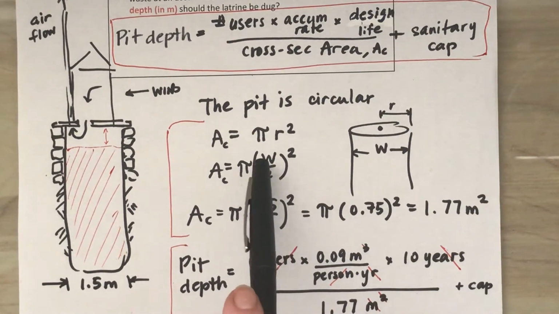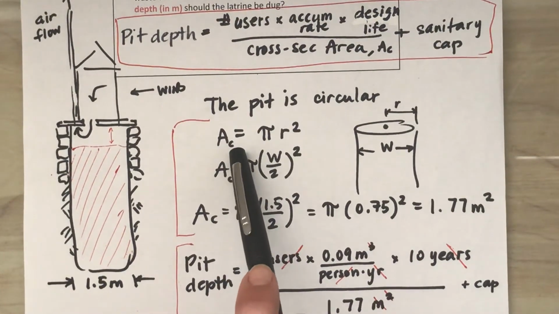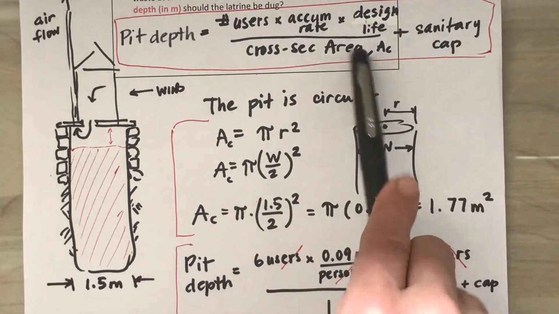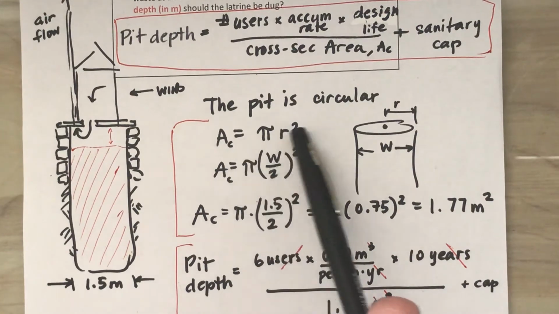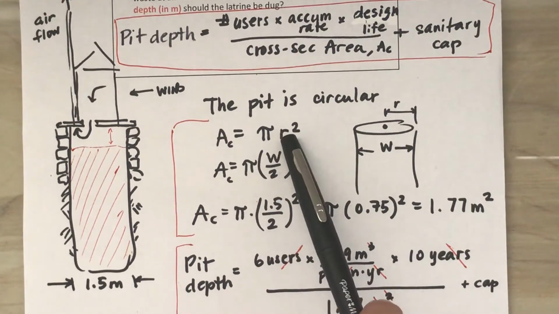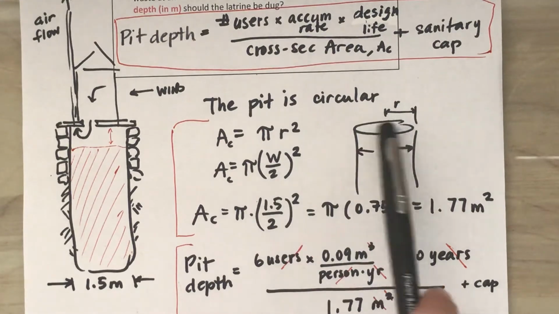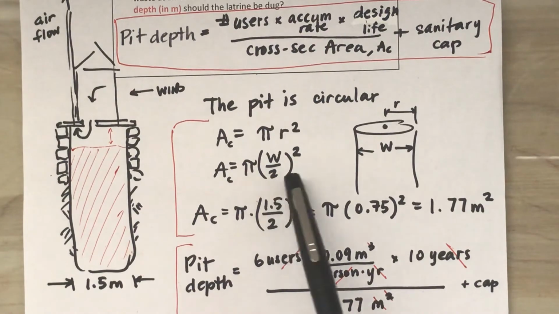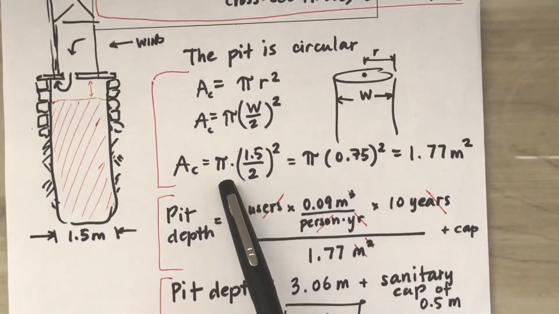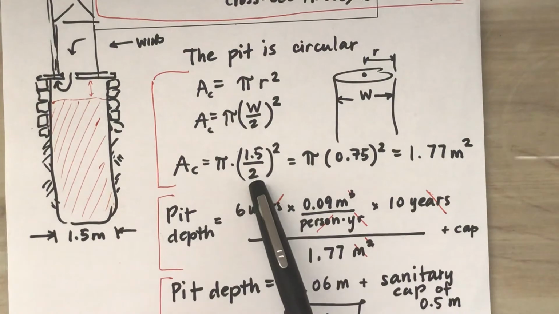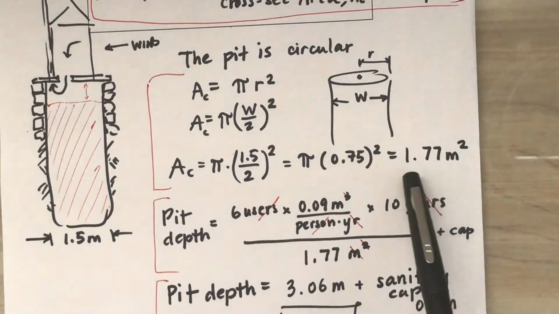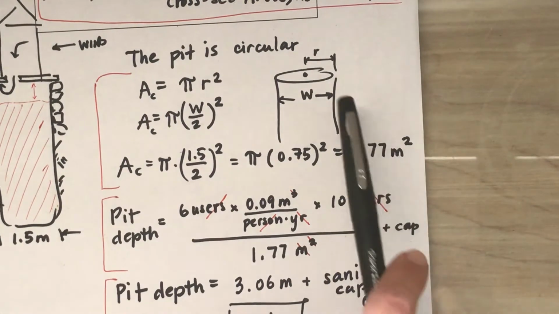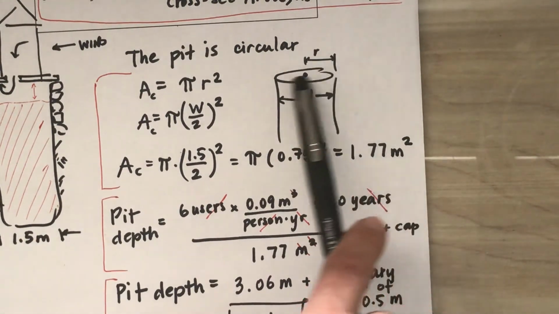Okay, so let's do the area first. The area is something we need to put into the denominator here. The area is going to be pi r squared, and we know the r is the width divided by 2, or the diameter divided by 2. So the radius is just half the diameter. So pi r squared, and we substitute in pi times 1.5 divided by 2, squared, which gives us 1.77 square meters. That's the cross-sectional area, looking down at the plan area.